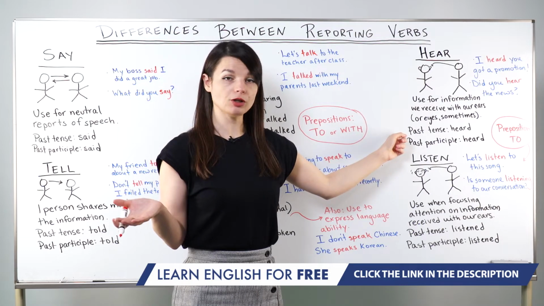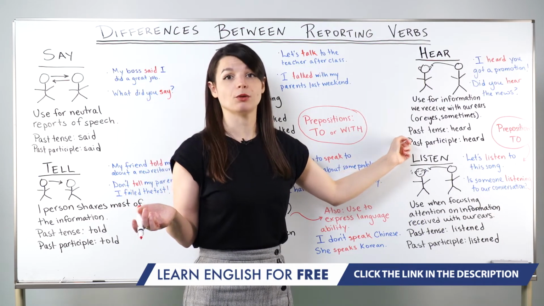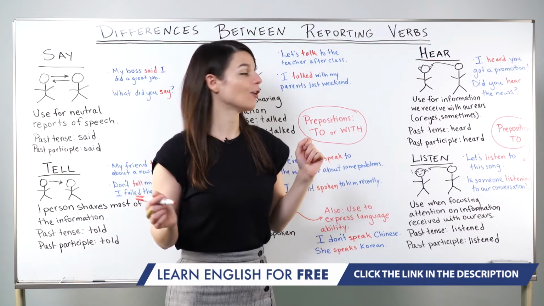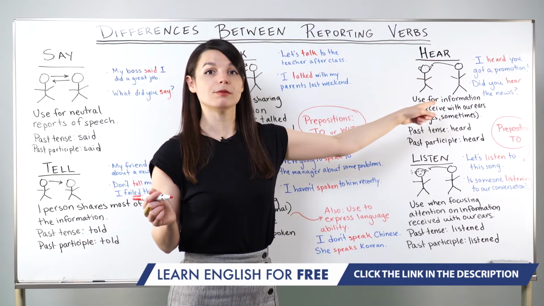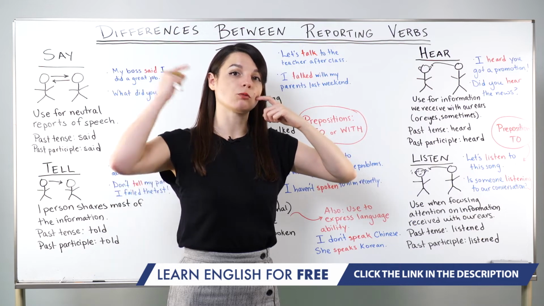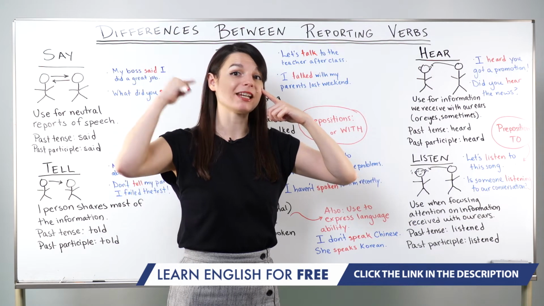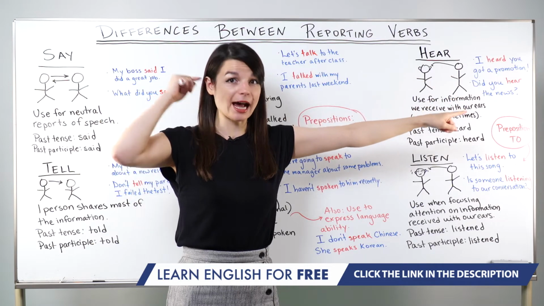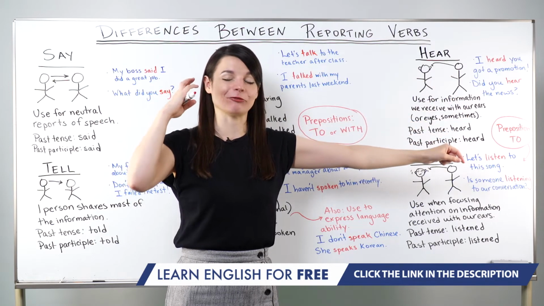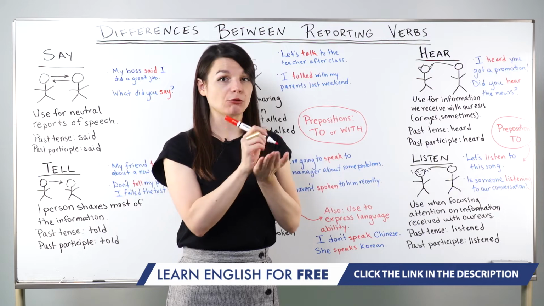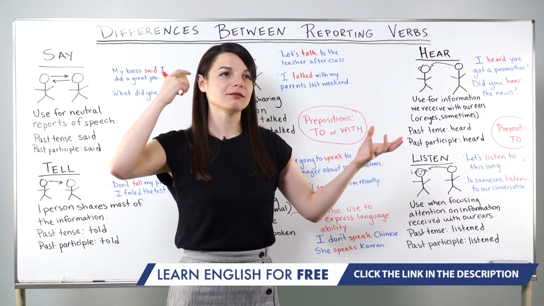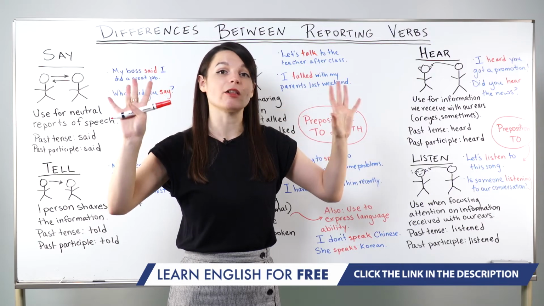Past tense is heard, and past participle is also heard. For example, I heard you got a promotion. Or, did you hear the news? So we use this just to mean received information. I received this information. I heard you got a promotion. So maybe I actually used my ear to get the information, or maybe I read it in an email. Either way, I received this information somehow. I just received it. That's all I want to express.